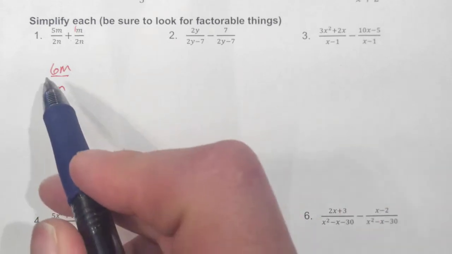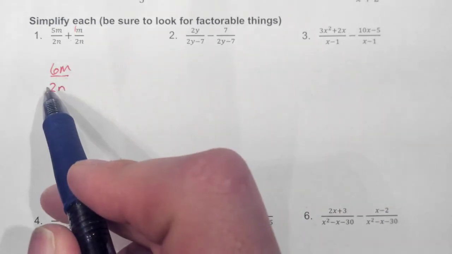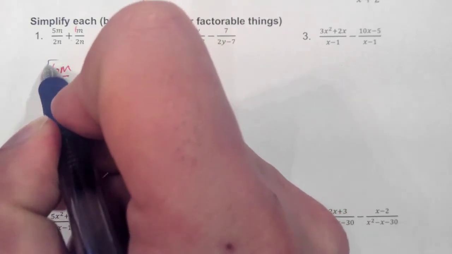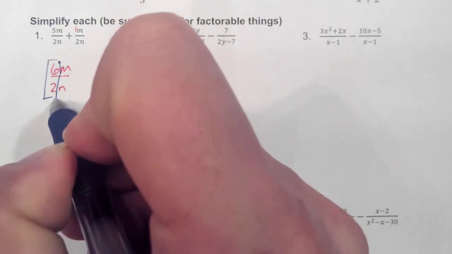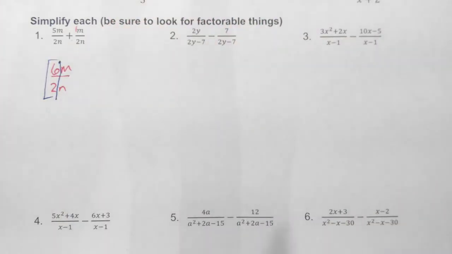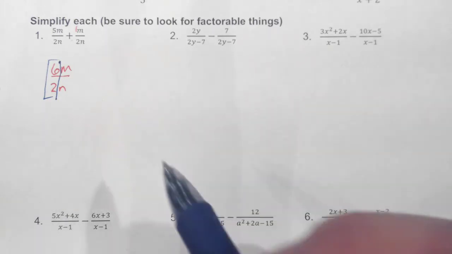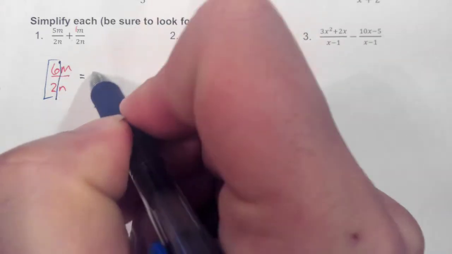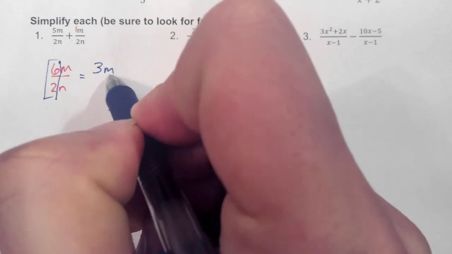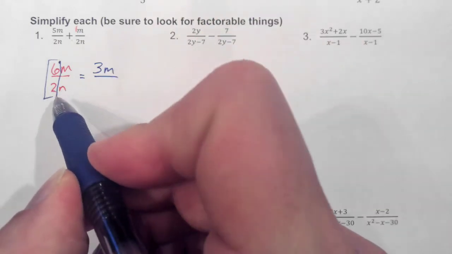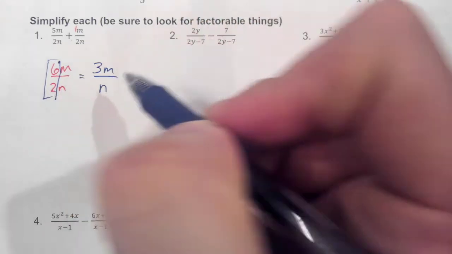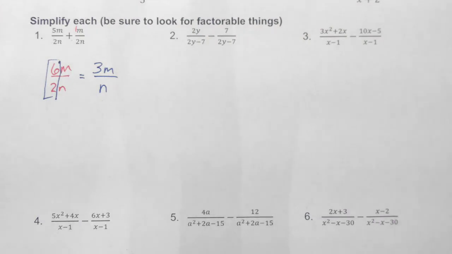The 6 and the m are being multiplied, the 2 and the n are being multiplied, so they're factors, so that means I can simplify the 6 and the 2. 6 and 2 are both divisible by 2. If you divide by 2, you get 3m over 2 divided by 2 is 1. I'm not going to put the understood 1, just the n that's left over.